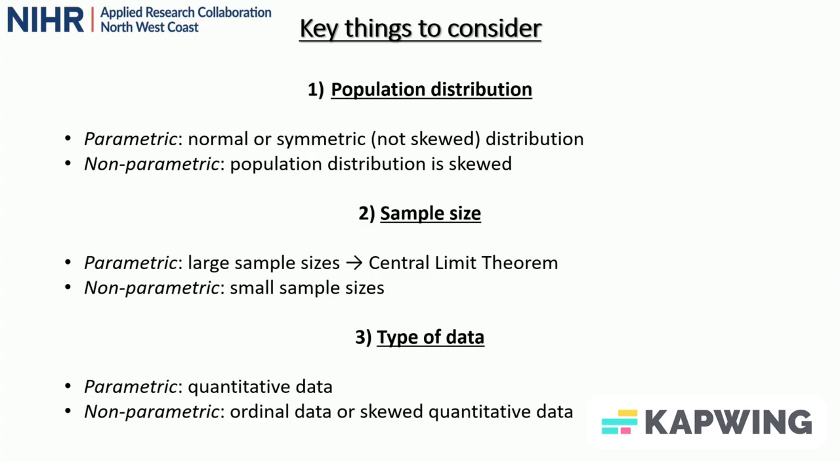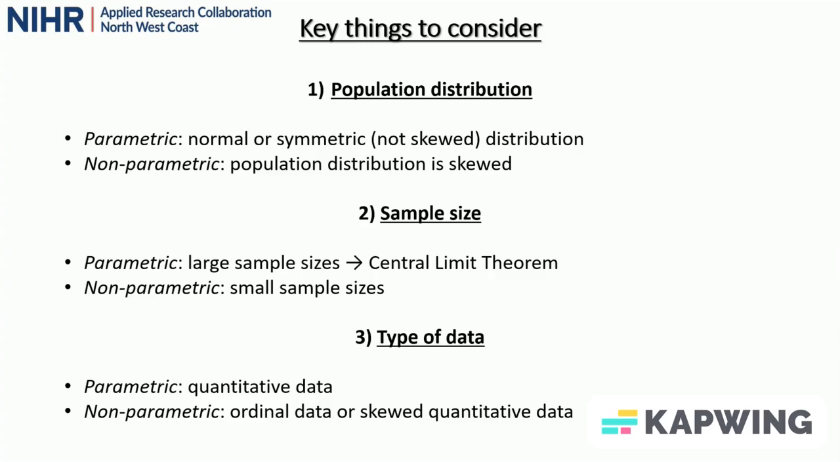First of all, population distribution. We just covered this a few seconds ago. So if you have a normal or symmetric distribution, we'll need to adopt a parametric method or parametric test. If instead your population distribution is skewed, so you might have a lot of values which are very, very low, or a lot of values which are very, very high, that might happen, for example, for things like income, then in this case, you will have to adopt non-parametric tests.